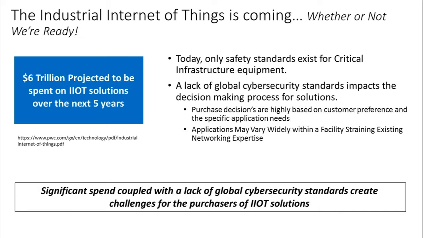So how big is the industrial Internet of Things? It's coming. It's expected by some reports that there will be $6 trillion spent on these solutions over the next 5 years. I don't know how they come up with these numbers, but anyway, every report starts with a T, not a B. But what happens when you have to go and buy these solutions and you're the purchaser?